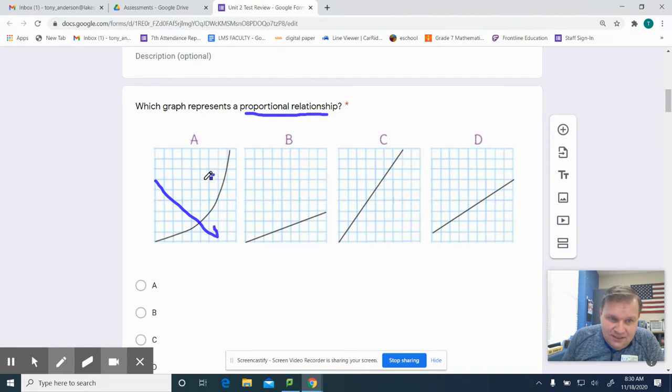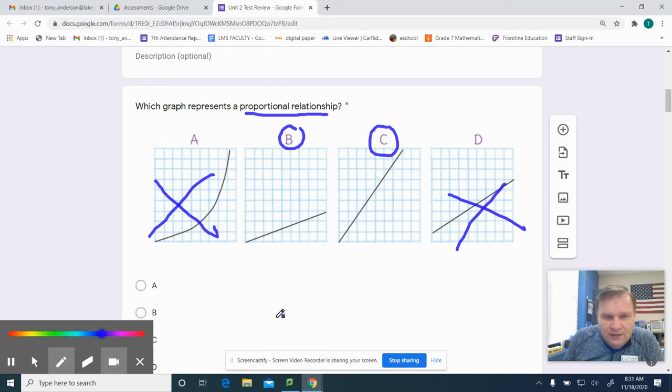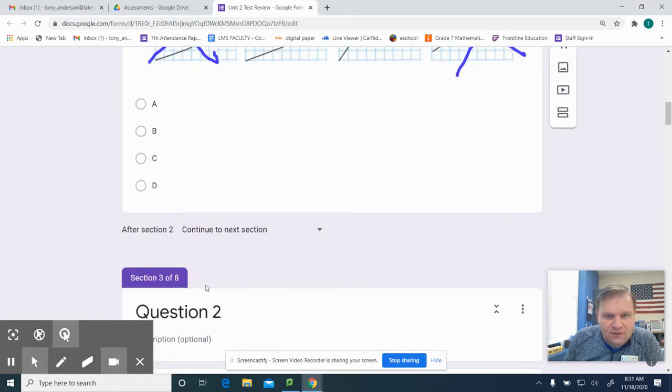So that takes this one out, and this one doesn't start at 0, 0, so it takes it out. So you could put either of these two. I realize on this form it will only let you choose one. So if you chose either B or C, you would get the answer correct. Hopefully on the test we'll have that corrected, and you won't have to worry about choosing only one. If there's two of them on the test, let's choose both of them.